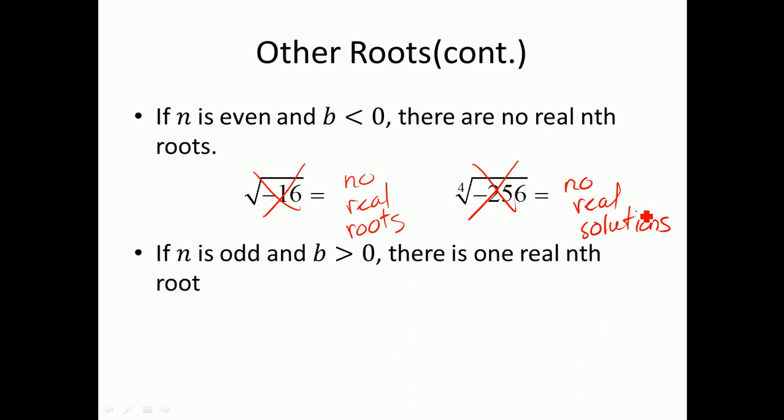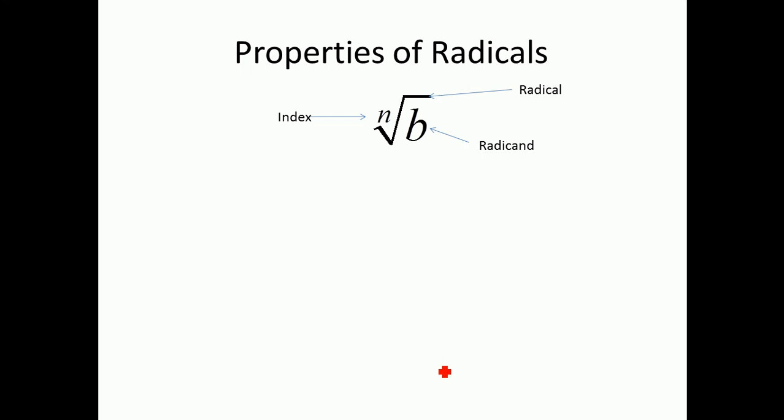Another rule is if n is odd and the radicand is positive, then there's only one real nth root. We saw that with cube roots, right? So for example, the fifth root of 32. If you take the fifth root of 32, you should get just 2. Not plus or minus 2, but just 2, because our root is odd. However, if we took the fifth root of negative 32, guess what we're going to get? Negative 2. Because if you took 2 to the fifth, you'll get 32. If you took negative 2 to the fifth, you'll get negative 32. Once again, we'll do more of those in class as we go.